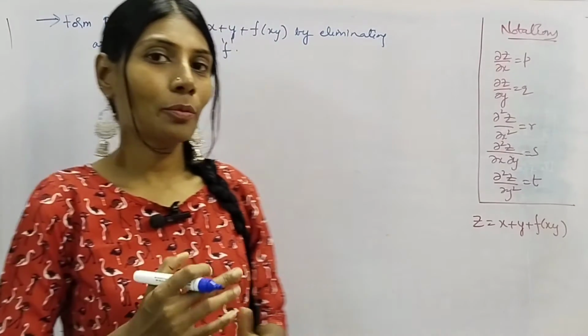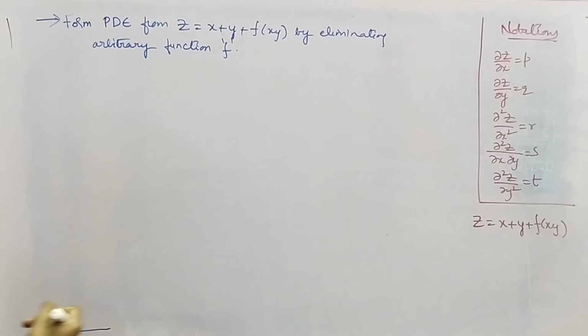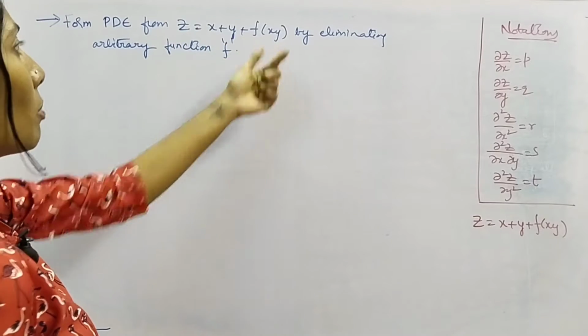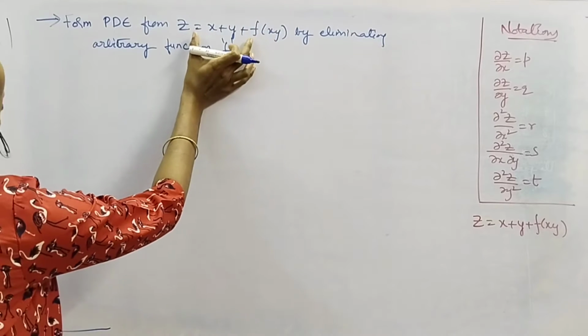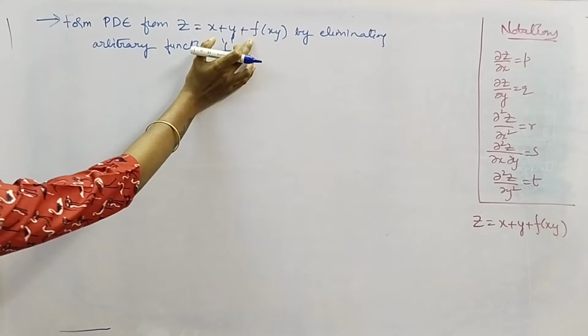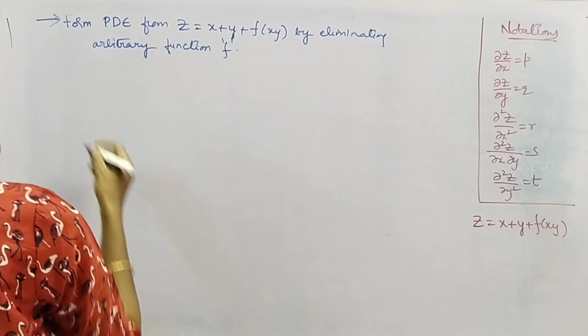In this video, we're going to see a problem from partial differential equations. So let's get going. Problem: form the partial differential equation from z equal to x plus y plus f of xy by eliminating the arbitrary function f. We are given a relation z equal to x plus y plus f of xy, and we are asked to form a partial differential equation by eliminating this f. Let's see.